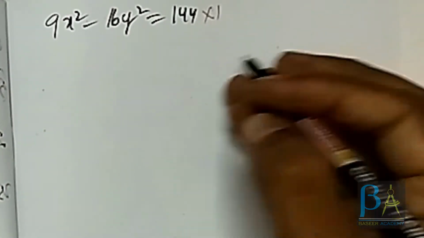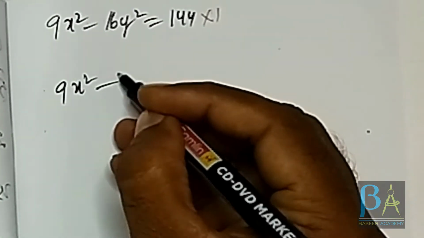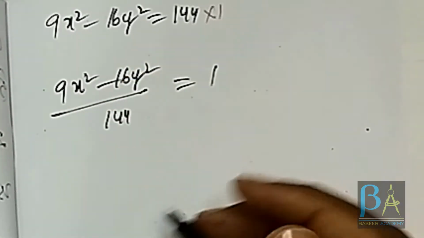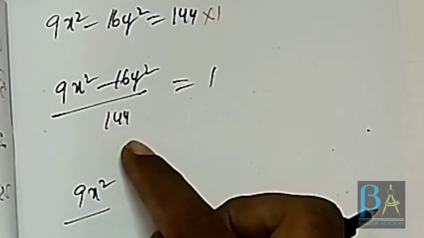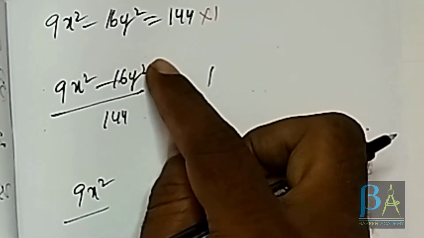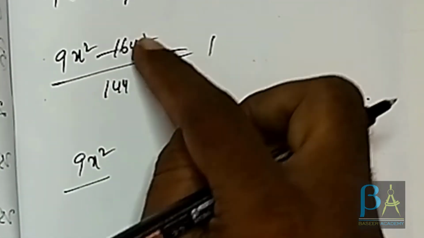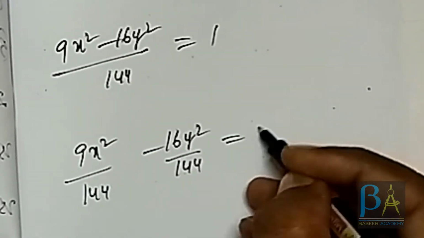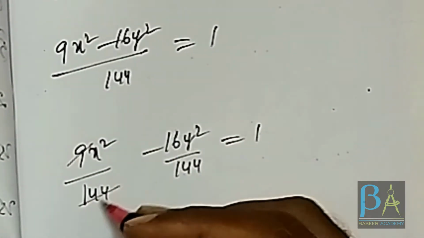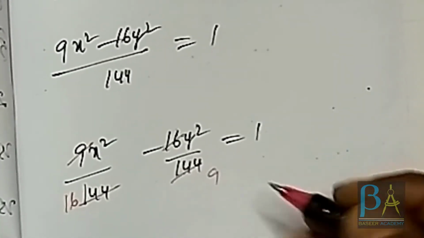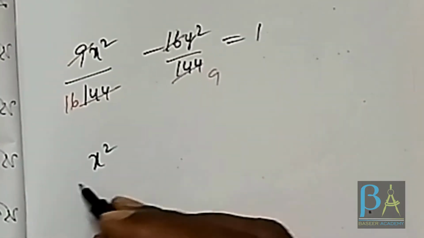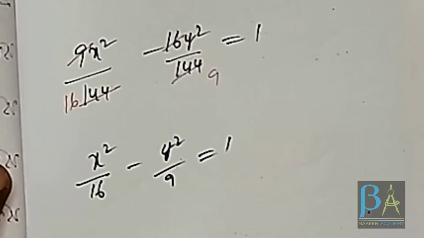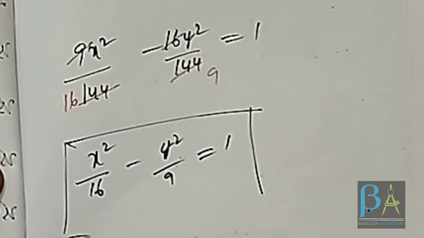Now since 144 is multiplying on the right hand side, 144 is going to divide on the left hand side. You can distribute the denominator to both the terms, because 144 is dividing 9x square also and minus 16y square also. So let us distribute the denominator here. Now 9 into 16 is 144, 16 into 9 is 144. So you are now left with x square by 16 minus y square by 9 is equal to 1. So this is the locus that we get here.